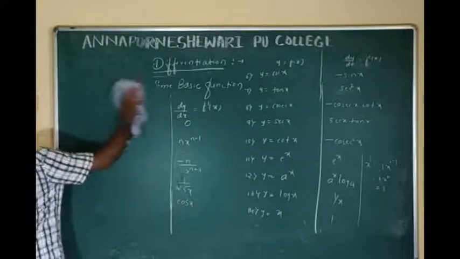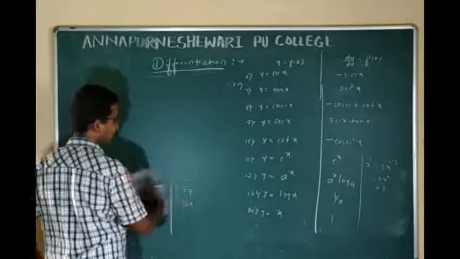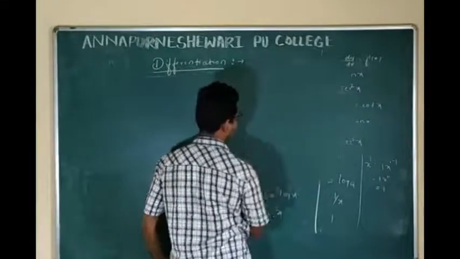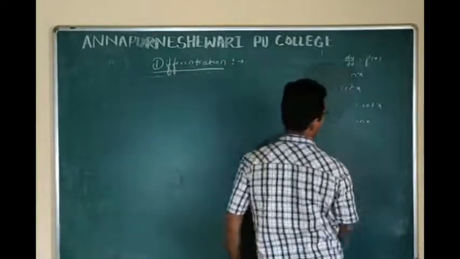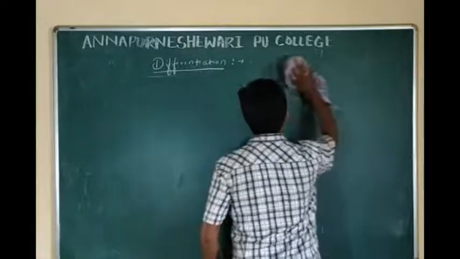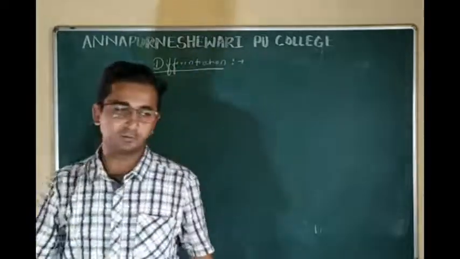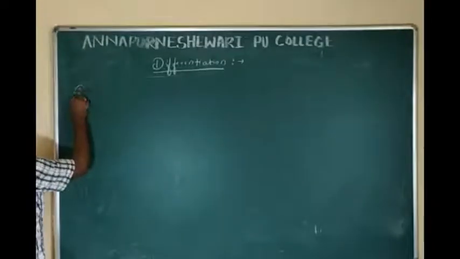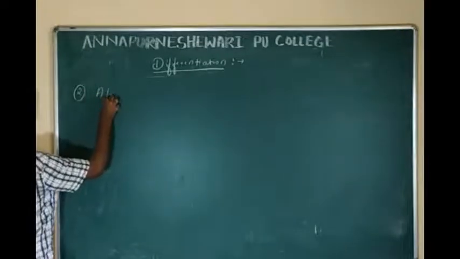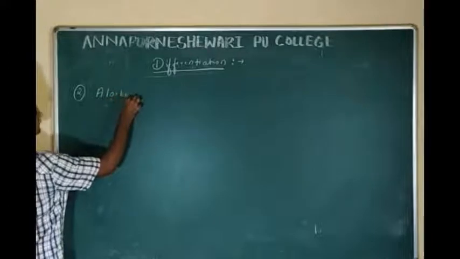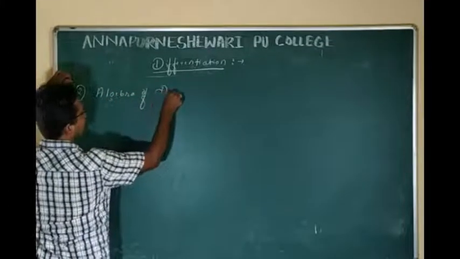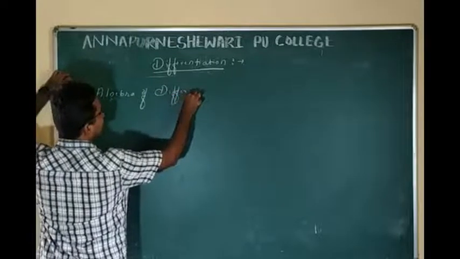Okay? Okay. So the next one is about the algebra of derivatives. Algebra in the sense of what? Addition, subtraction, multiplication, and division. Algebra of derivatives, or algebra of differentiation, you can write.